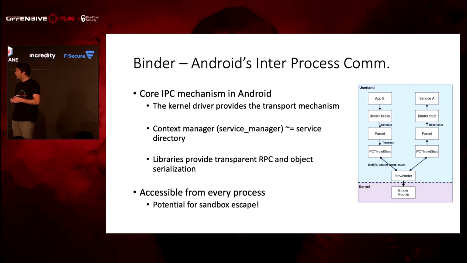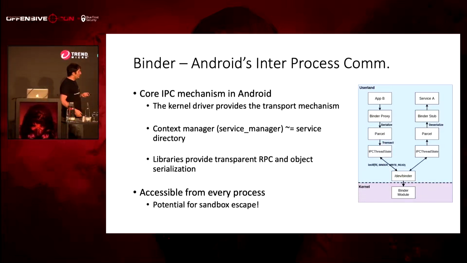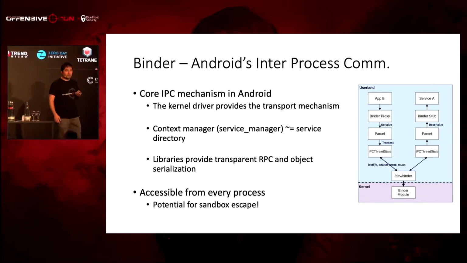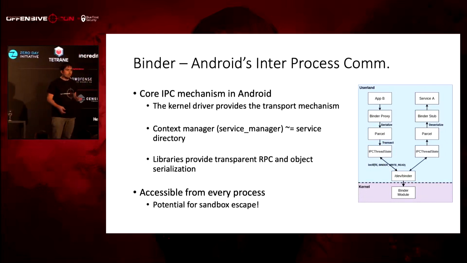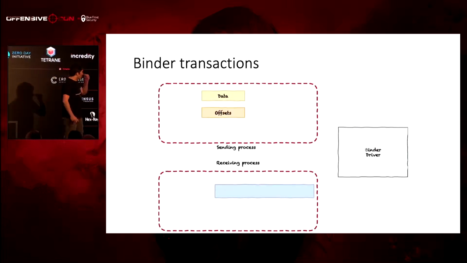And on top of that, there is a bunch of libraries that provide transparent remote procedure calls and object serialization. The interesting thing about Binder is that it's accessible to every process in the system, including the Chrome sandbox and Firefox sandbox. It's just accessible to everything on Android. So that makes it a potential target for sandbox escapes. So how does this work?